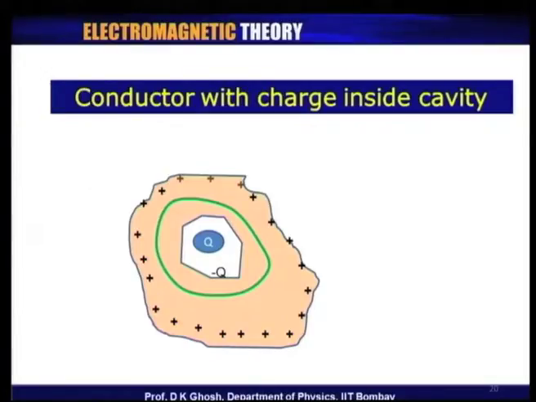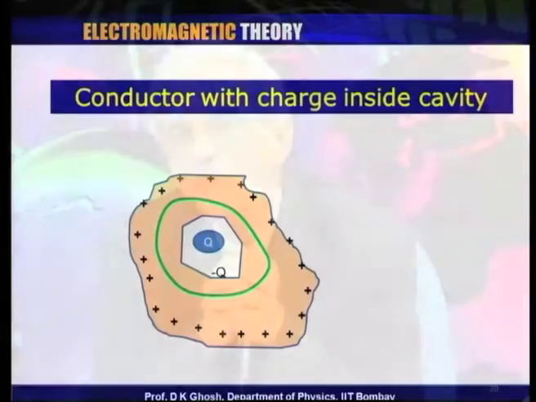Now, supposing I am to take once again a Gaussian surface shown in green, this time the charges are enclosed within, in spite of the fact that the flux is equal to 0. Now, if the flux is 0, the net charge enclosed has to be 0, but I have only a charge q there. This implies that a charge minus q must come to the inside surface of the cavity.